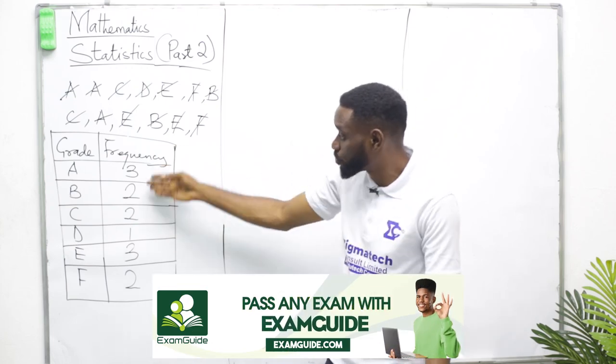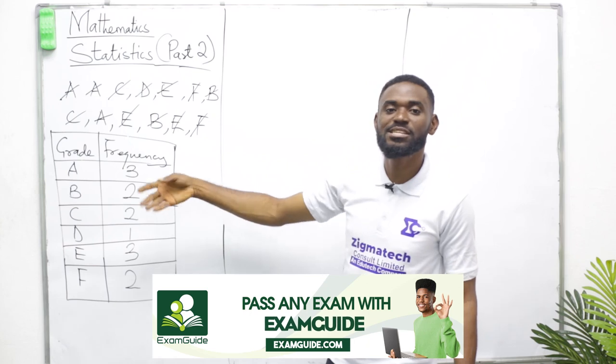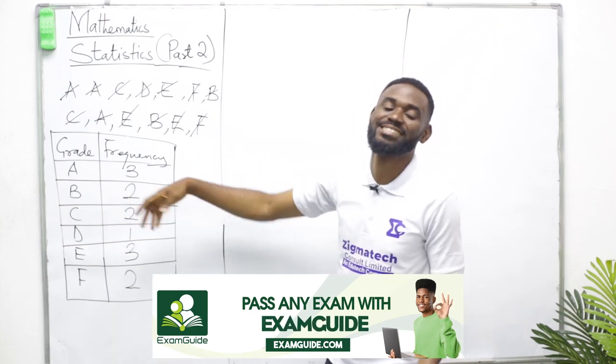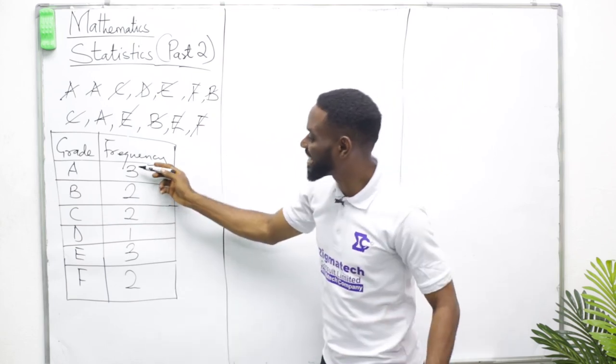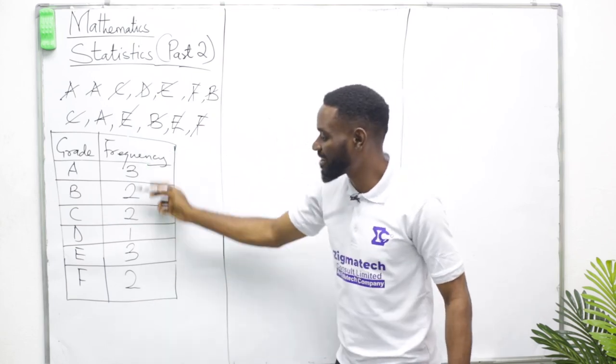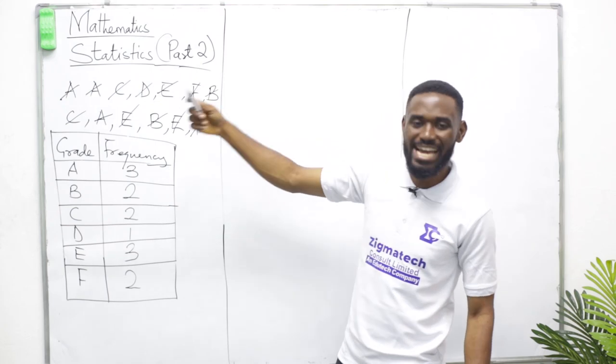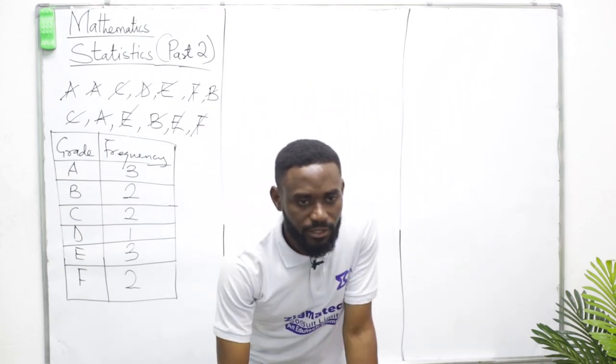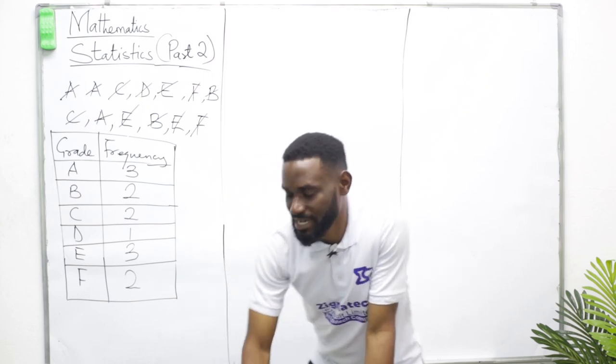And from these two, you can tell how many students sat for this exam or are in this class, okay? By doing what? Adding everything here. When you add everything, it gives you an idea of the number of students that sat for this exam. Okay? All right, so that is that for the frequency table.